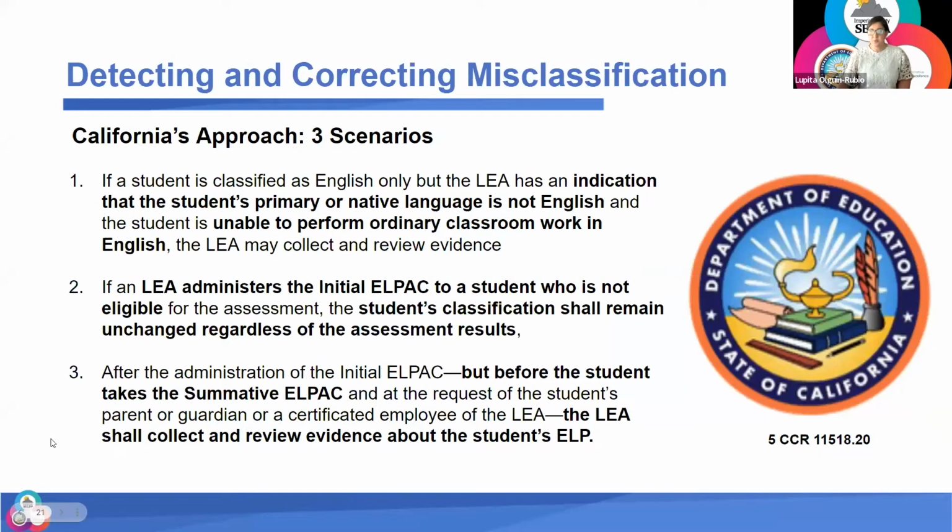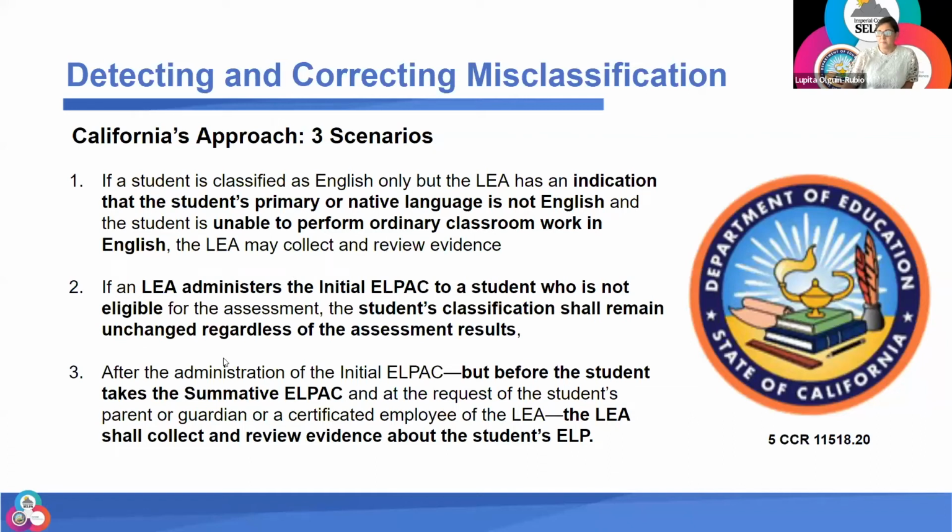So California's approach to correcting misclassifications, as noted here on this slide, is the following. If the student is classified as an English learner and there is an indication that perhaps the student speaks a language other than English, and the student is unable to perform regular skills and engage in content in English effectively, then that's going to be a red flag that perhaps we need to take a look at the HLS again and start making these corrections.